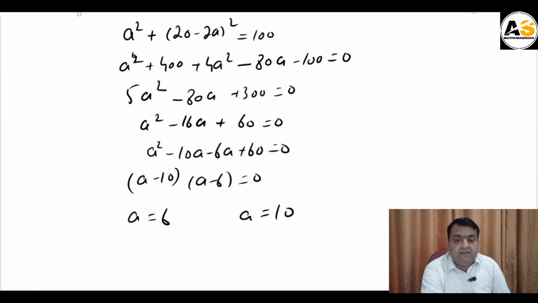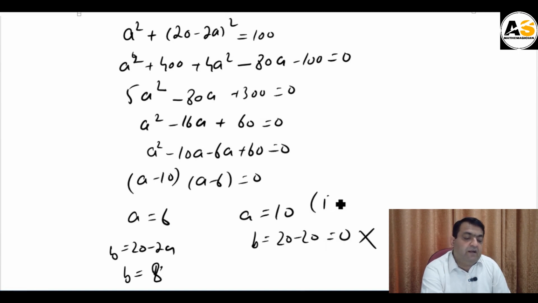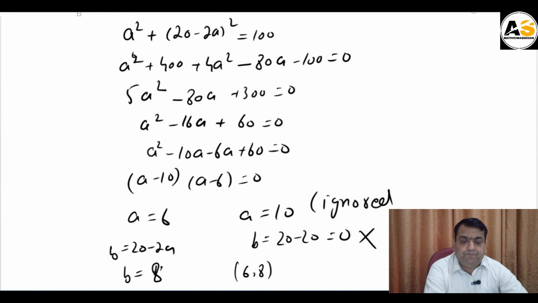For a equal to 6, b is equal to 20 minus 2a. b will be 20 minus 12, 8. For a equal to 10, b will be equal to 20 minus 20, 0, which is not possible. So this will be ignored because we were given both a and b are positive. So a is 6 and b is 8. These are the values of a and b.